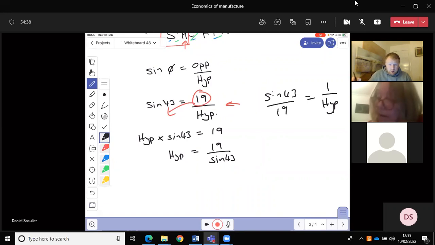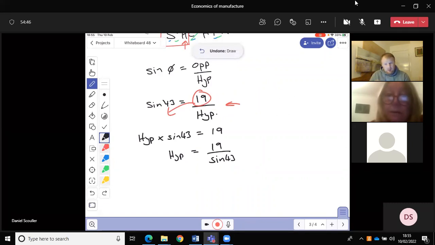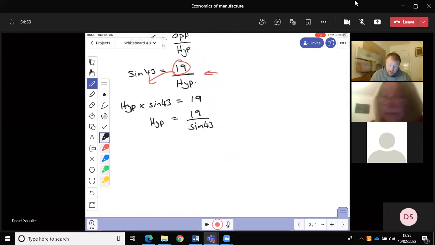So we bring the hypotenuse over to the left hand side, keep 19 where it is, and then when we move sine over, that becomes the division. That means we've got hypotenuse where we want it. So putting that in your calculator, the hypotenuse is going to be x. I'm just going to call it x at this point. You're just going to do it as a normal sum. So you're going to have 19 divided by sine 43.